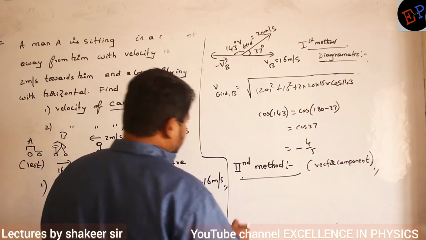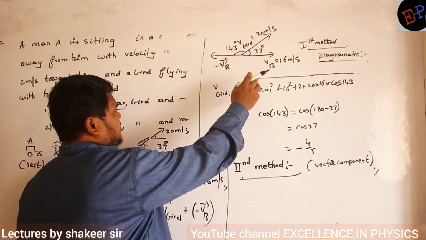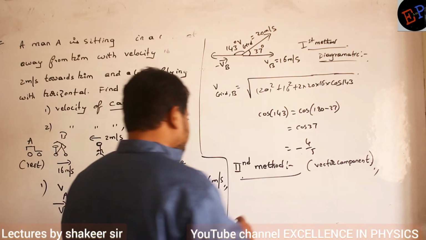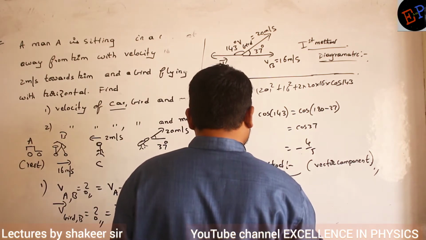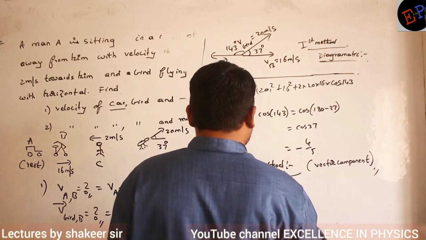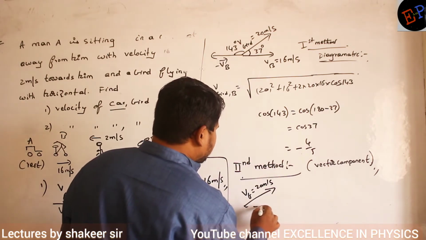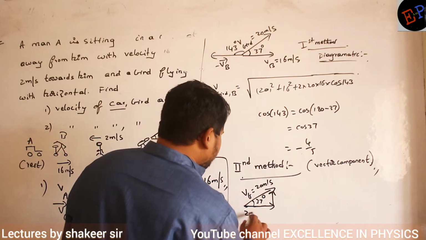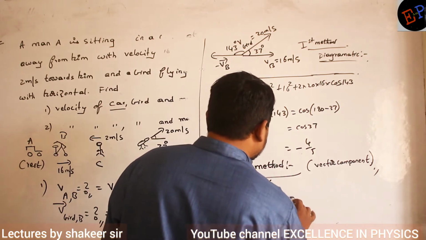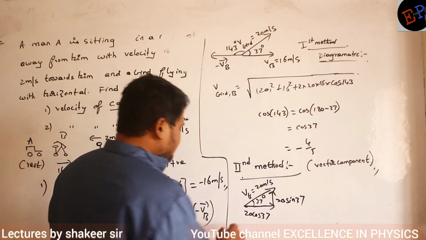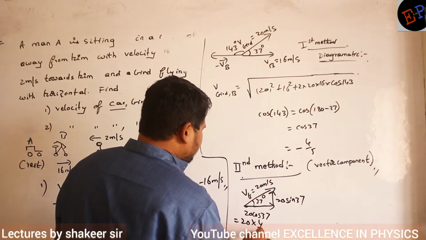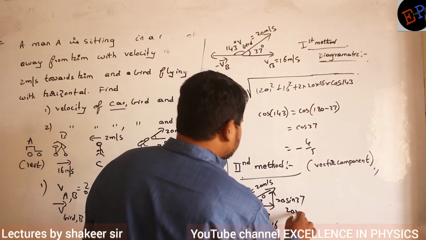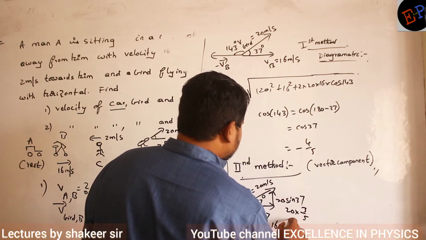So listen carefully. What we do is, the velocity of the bird I can split into two components. This is the velocity of the bird, 20 meters per second, making an angle of 37 degrees. So split this into two components: 20 cos 37 and 20 sin 37. Cos 37 is 4 by 5, so 4 4s are 16. And sin 37 is 3 by 5, so 4 3s are 12.